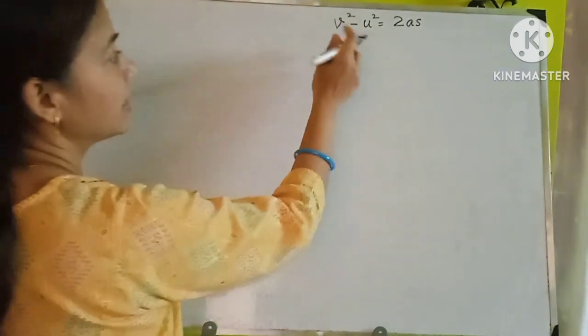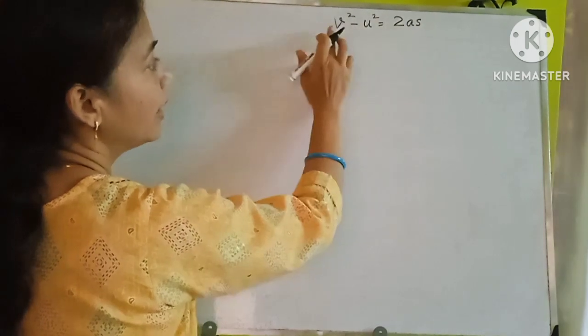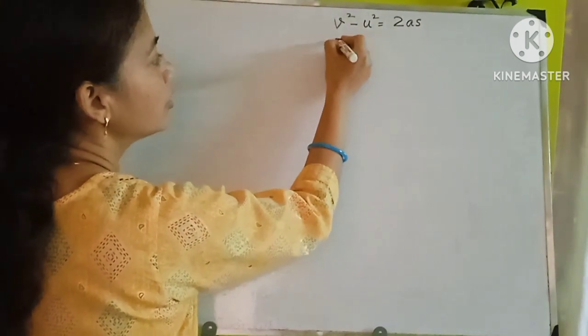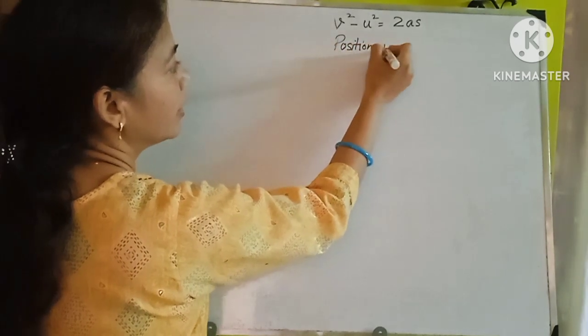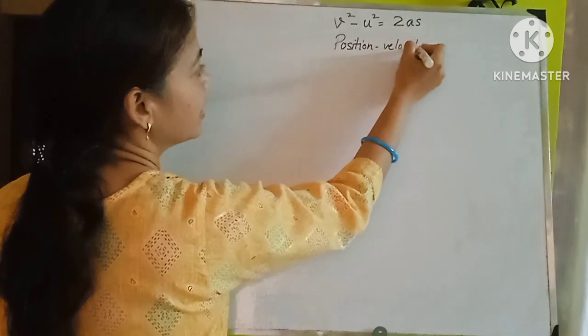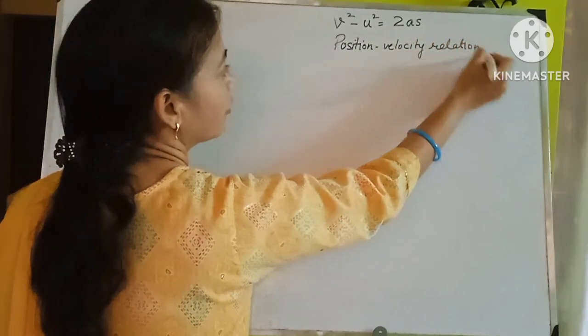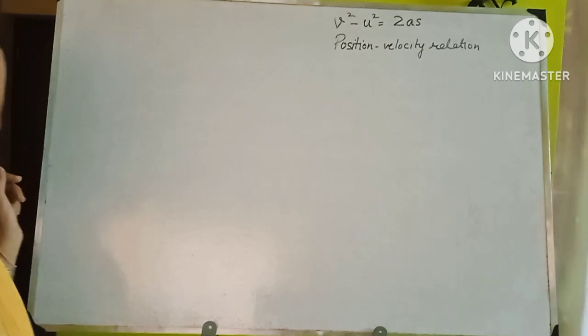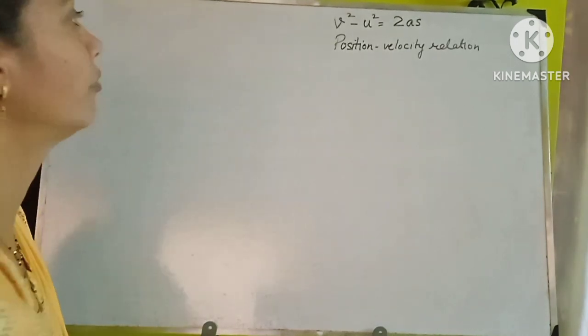Now, since this is a relation between position and velocity, S shows the position, it is sometimes also referred to as the position velocity relation. The third equation of motion is also referred to as the position velocity relation. So let's derive the third equation of motion.